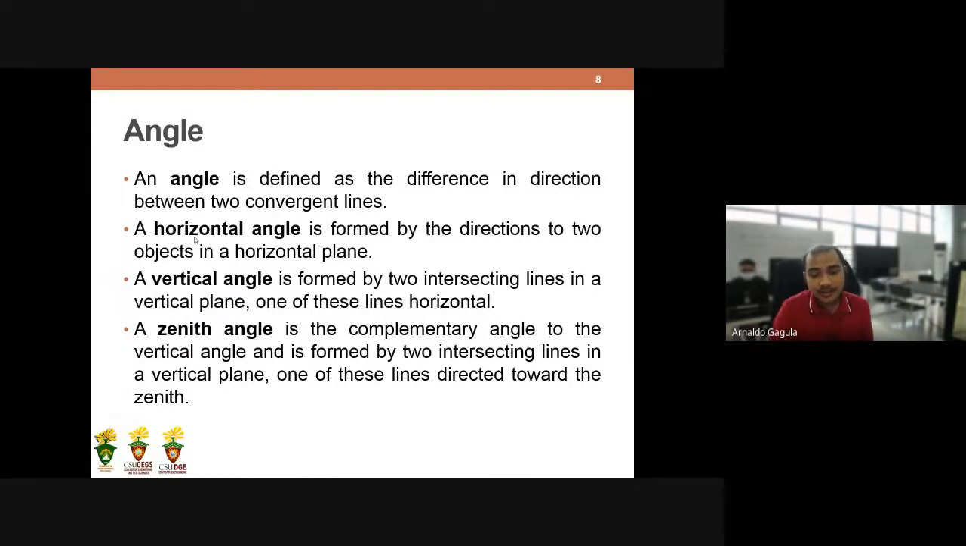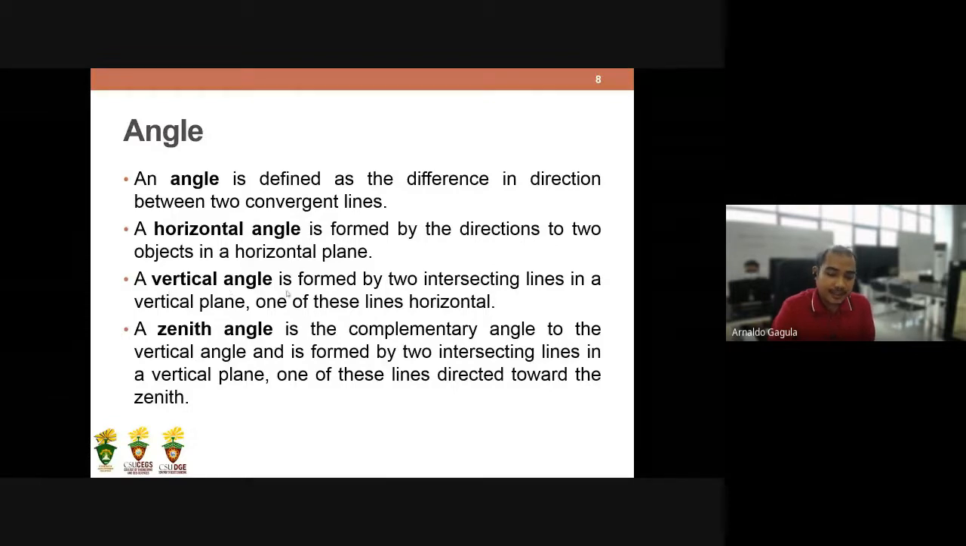Horizontal angle is formed by the directions of two objects in a horizontal plane. So unsa man ang horizontal plane? If you are going to have a perspective, above na murag atong hunaon nga ato ang mata is nasa ibabaw nato, no. So the plane nga ma-establish na niya is what we call the horizontal plane. So ang duha ka lines pag mag-converge dito sa horizontal plane, ang iyang difference is what we call horizontal angle.